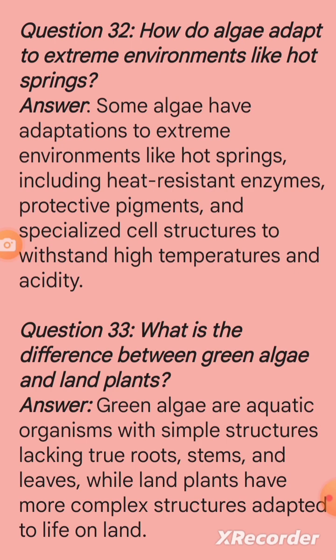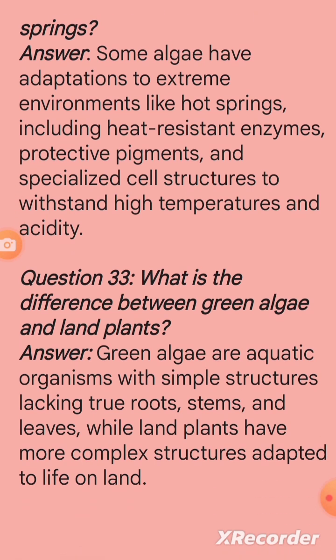Question 32. How do algae adapt to extreme environments like hot springs? Answer. Some algae have adaptations to extreme environments like hot springs, including heat-resistant enzymes, protective pigments, and specialized cell structures to withstand high temperatures and acidity. Question 33. What is the difference between green algae and land plants?